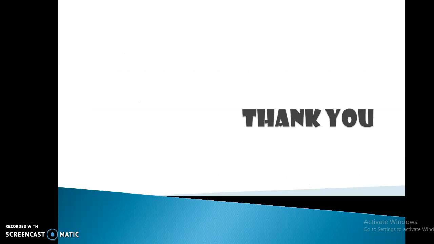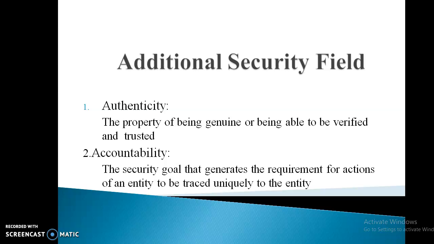If these five are kept well in the security systems of an organization, then you can say that your data and information, your hardware and software are in a secured manner. So this is the basic thing. This is the overview of computer security.